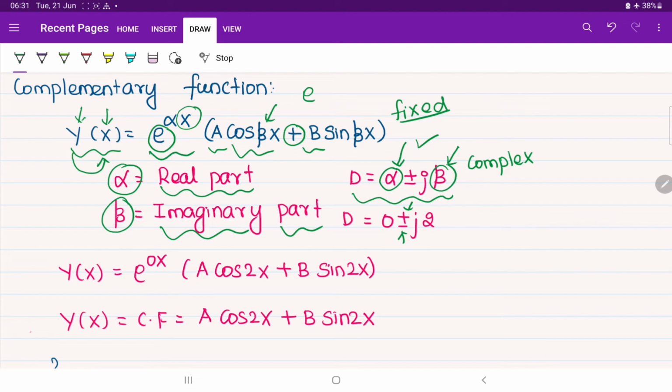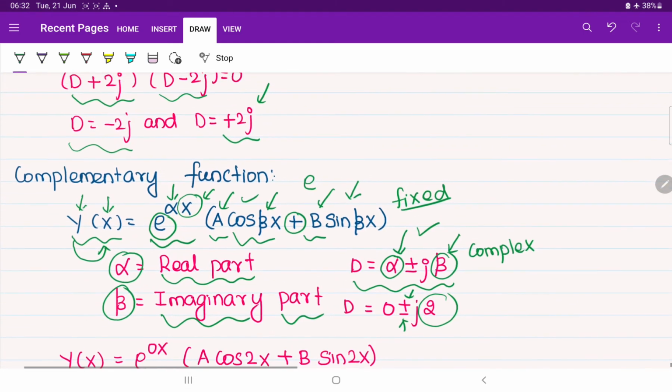In the power of the exponential term, we will have two things. One is the real part of the root value, only one time. After that it will be multiplied by the independent variable. Similarly, after that in the bracket write two arbitrary constants in addition. The first arbitrary constant will be multiplied by cos beta x, the second arbitrary constant will be multiplied by sin beta x, whereas beta will be the imaginary value of your root. That is all. Now, if you observe in our case, we will have only what?